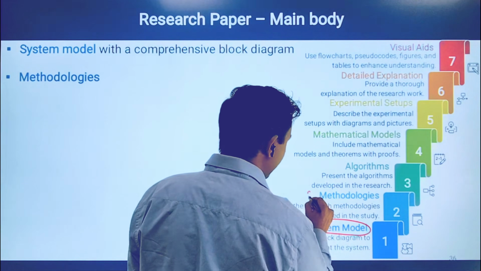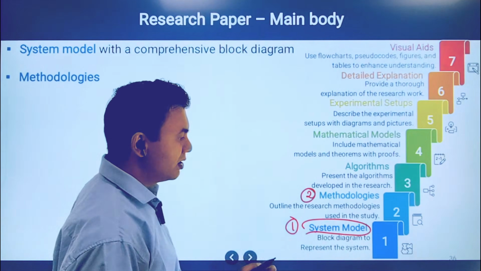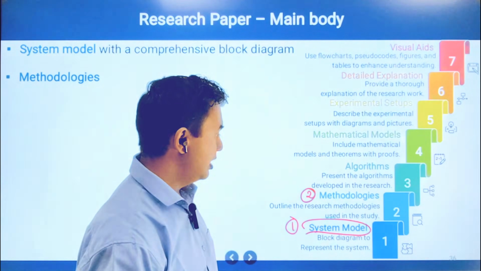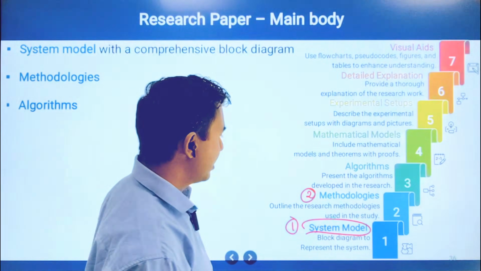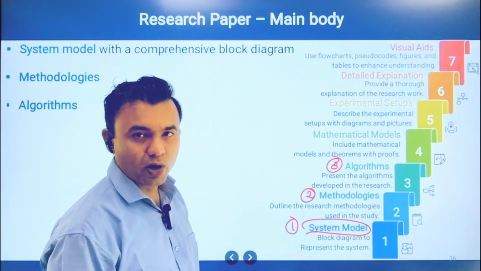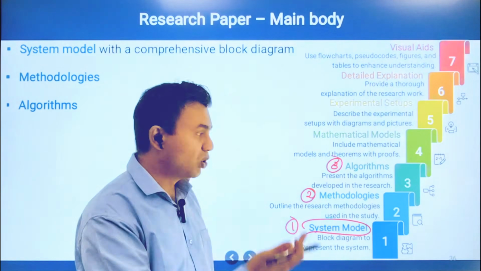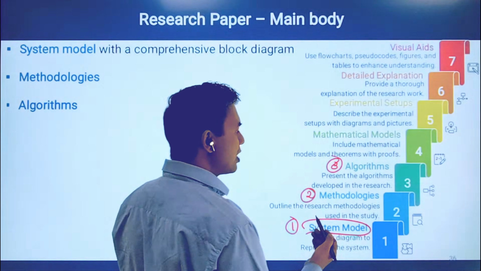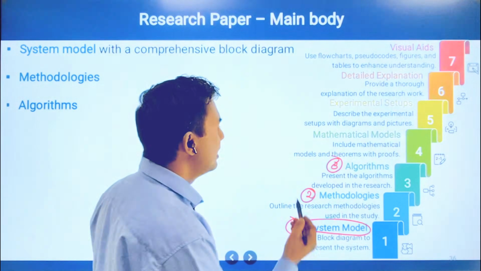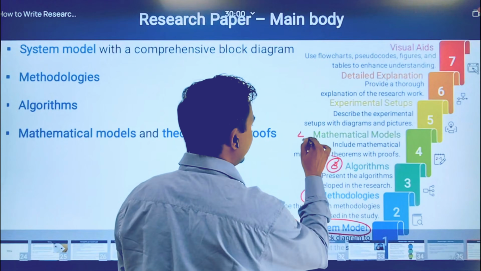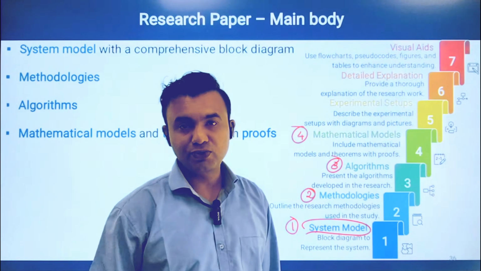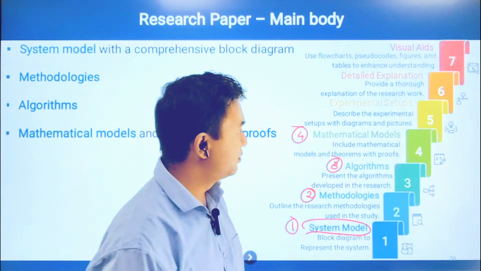The second is the methodologies. Outline the research methodologies which you have used in the current study to solve the problem statement. Let's say you have some algorithms, computer programs or flowcharts, something like that, right? Then present the algorithms which you have developed. If it's mathematical modeling or something like that, then provide your mathematical models with detailed derivations, theorems, proofs, lemmas, whatever is suitable for you.